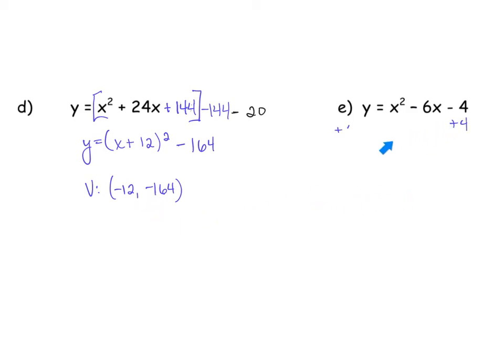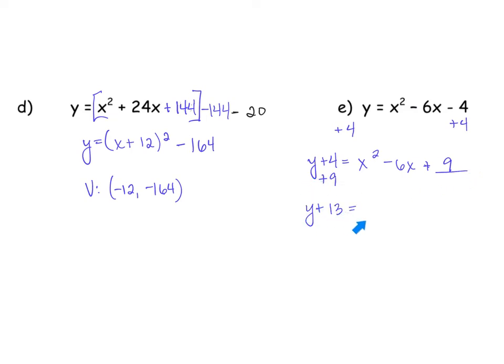Over here, another method of doing this is adding 4 to both sides because we don't want it. So we take this x squared minus 6x, and then we complete the square on this side. Half of negative 6 is negative 3. Negative 3 squared is going to give us 9. And we also add it to this side instead of adding it to the same side.